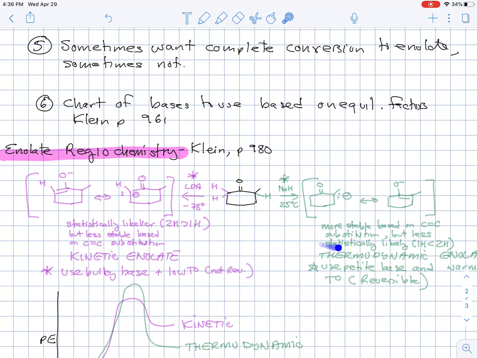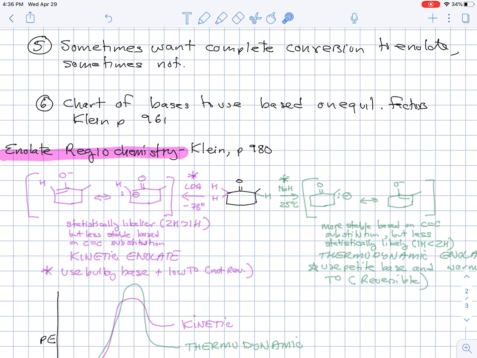However, it's less stable. If we compare this to this, and we look at the resonance contributor with the carbon-carbon double bond, and we apply our vast knowledge of carbon-carbon double bond stability, this double bond is less substituted than this double bond. So this is less stable. So this is faster but less stable. And we call this the kinetic enolate, sort of like we talked about the kinetic versus the thermodynamic products of conjugate addition.